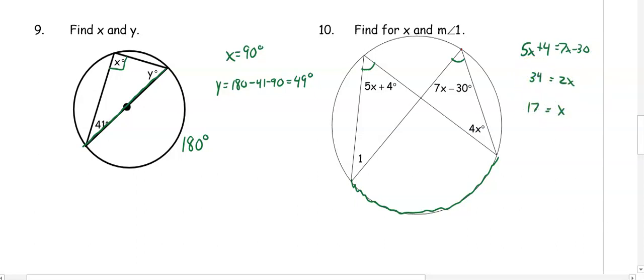X is 17. Then, to get the measure of angle 1, we know that angle 1 is intercepting this arc, and so is 4x. So we know that those are congruent. So we can do 4 times 17 to get 68 degrees. So the measure of angle 1 then has to be the same, which is also 68 degrees.